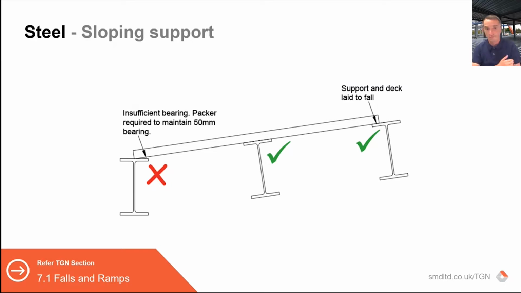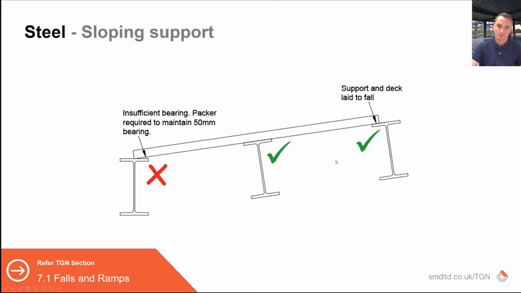In terms of sloping slabs, decks to falls, ramps, the top flanges would need to be laid to falls in most scenarios. There are situations where we can get away with it without having been laid to falls, but that's on very low degree slopes, and the information you'll find in the TGN on that.